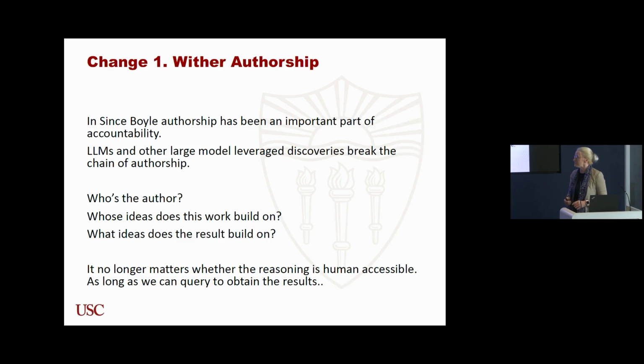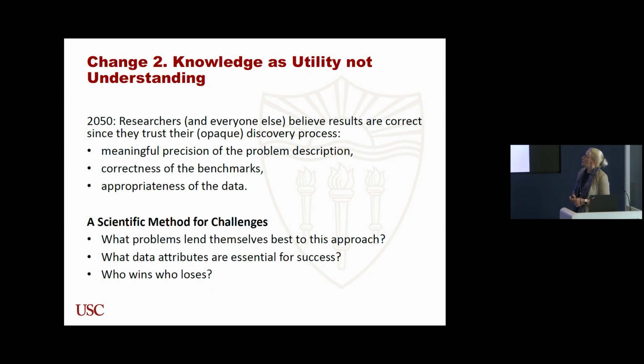Just completely different. Okay, so knowledge becomes something that's useful, not necessarily something that's about our understanding. So in 2050, researchers and presumably everyone else believe the results are correct because they just trust their own opaque discovery processes. I think this is where we have to go.